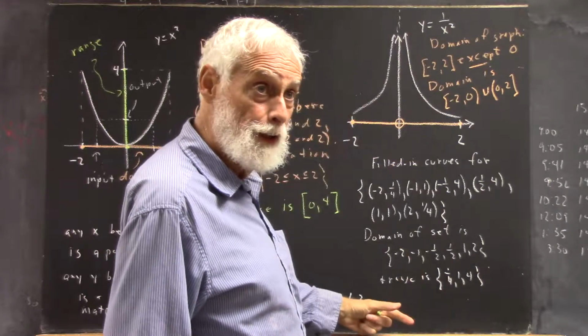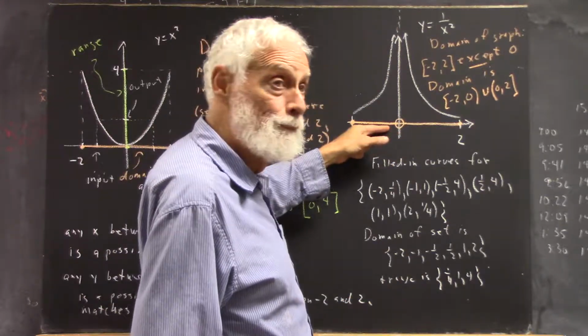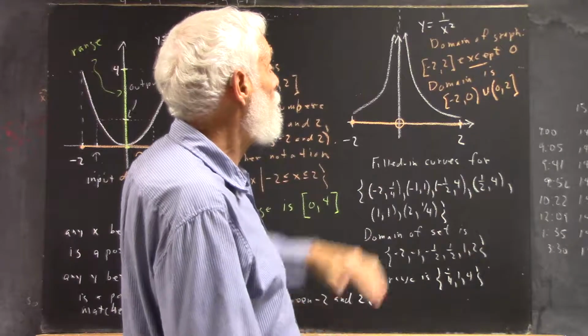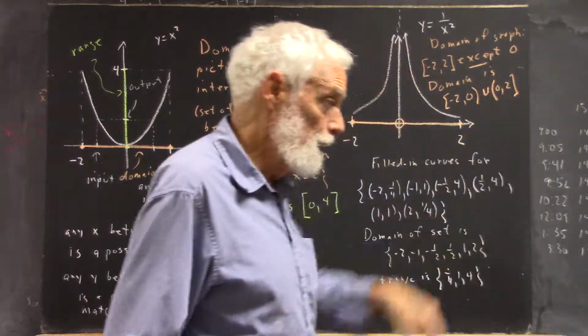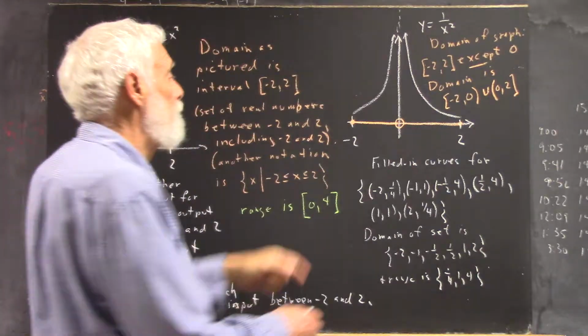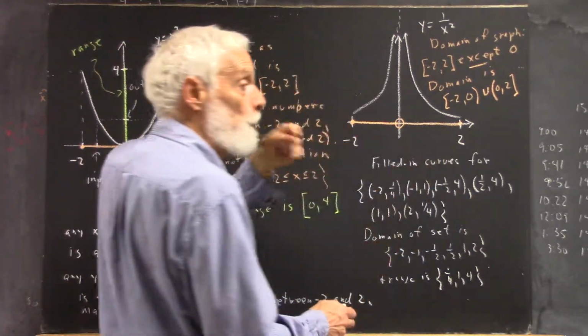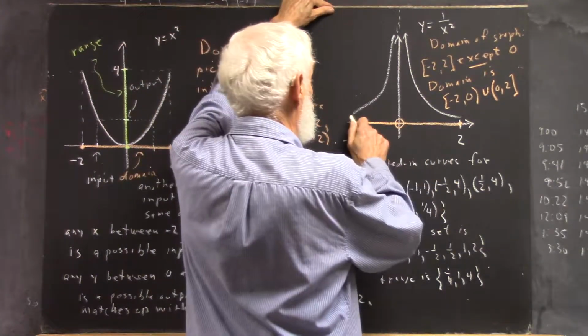Since it doesn't go down to -4, does it go down to 0? Well, if you did it on a bigger domain, it would go down to, but not including, 0, and we'll worry about that later. Okay? But if the domain is from -2 to 2, it only goes down to 1/4.